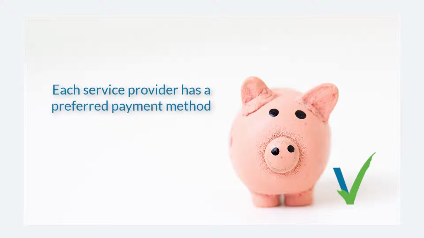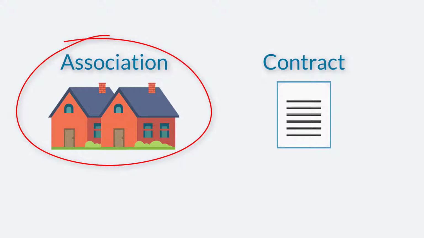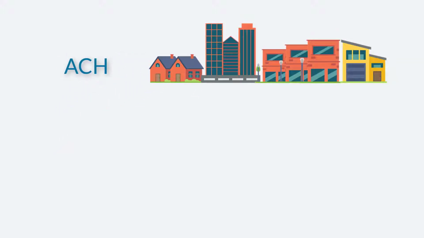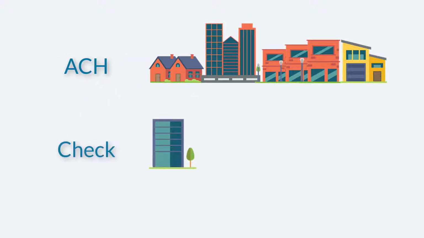With Vantica, each service provider has a preferred payment method to designate how that provider receives payment on all invoices. There are options allowing for association-specific or contract-specific overrides as well. This means that a service provider can elect to be paid via ACH for all associations, but can be paid via check for one association in particular.